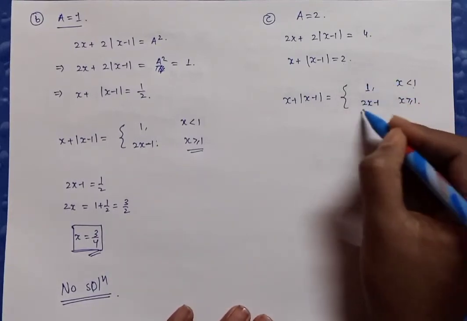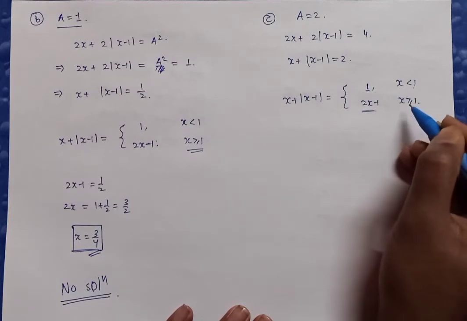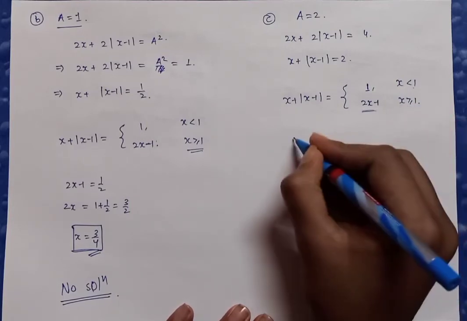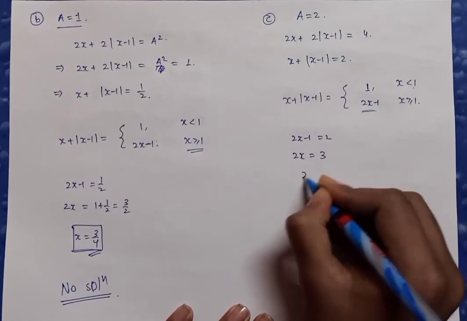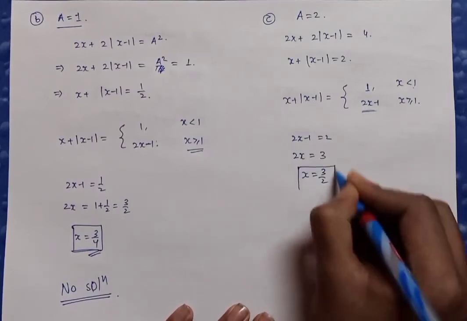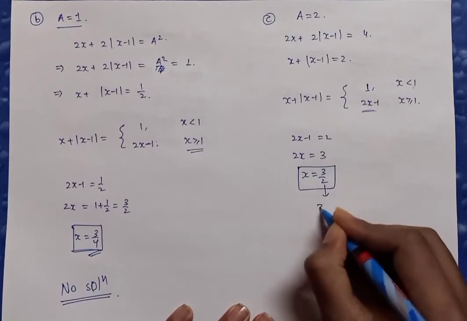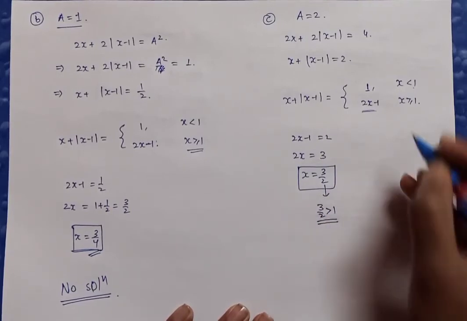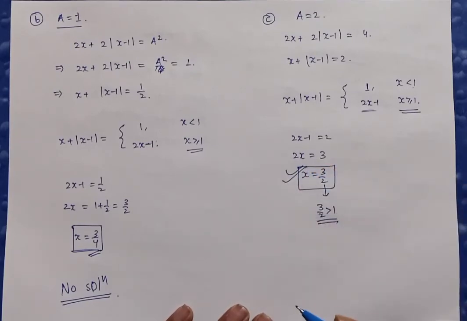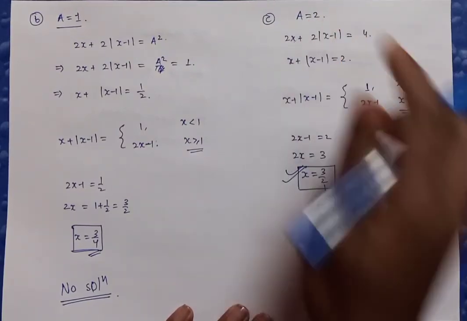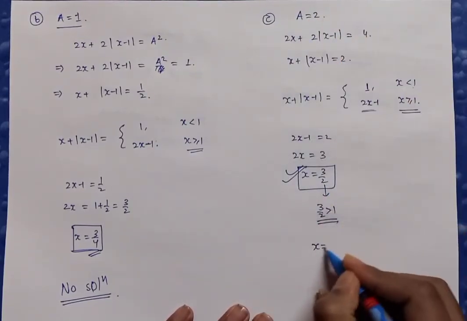So we will check for the values in the second segment, that is x greater than or equal to 1. So let's equate 2x minus 1 equals 2, 2x equals 3, x equals 3 by 2. Now let's check whether it is greater than 1. Obviously 3 by 2 is greater than 1, so this satisfies this. So there is one solution, that is x equals 3 by 2. So for the C part, that is a equals 2, we have one solution, and that is 3 by 2.